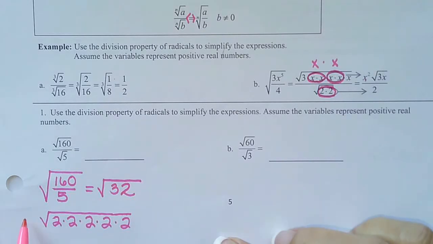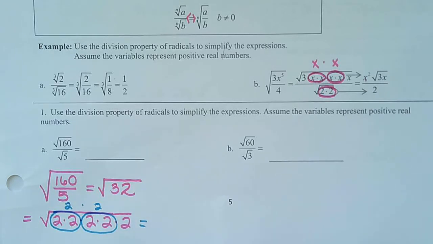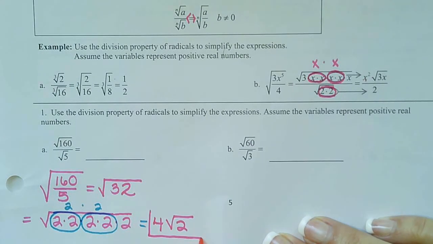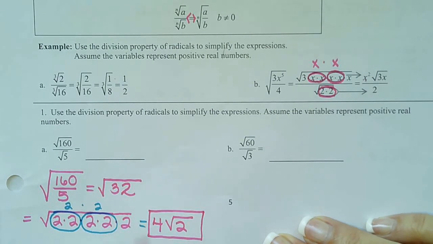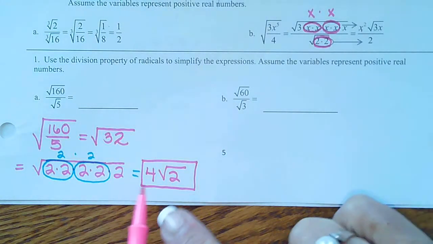And remember, this is a square root, so we want to be circling pairs. So we have a pair of 2's here. We have a pair of 2's here. So that comes out as 2 times 2. So my answer would be 4 radical 2, because there's still a 2 underneath. So we use the division property of radicals to write it as a single radical. Then we use methods from previous sections in order to simplify.